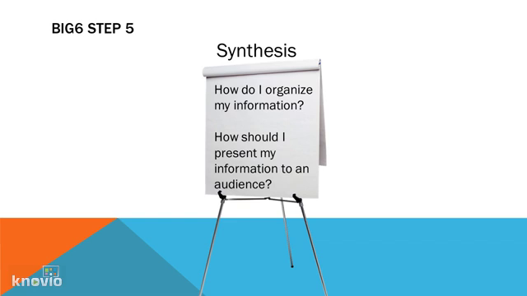Step 5 in the Big 6 model is synthesis. You are now going to organize all the information and sources that you use to discover more about tornadoes and put them into a logical order. You're going to decide how you're going to present this knowledge and what format you're going to use. If you're going to be giving an oral presentation, a PowerPoint presentation, a voice recording, those are the decisions you're going to make. You're also going to decide how you're going to present it. What is the most important information and what order should it be in so that it logically makes sense to the audience.